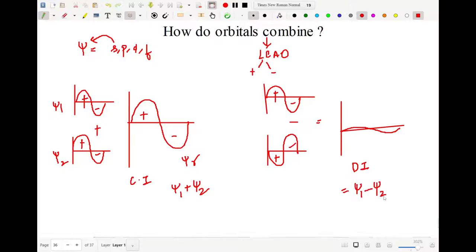So we can actually add and subtract the waves or orbitals from each other, and that is what we are going to practice, and this is called linear combination of atomic orbitals, and that is what we are going to practice in the further slides.